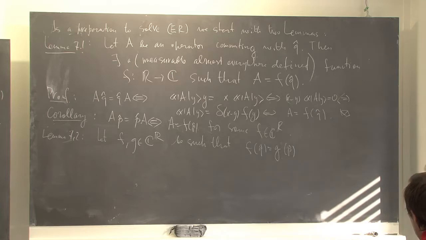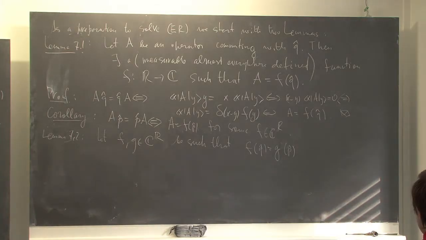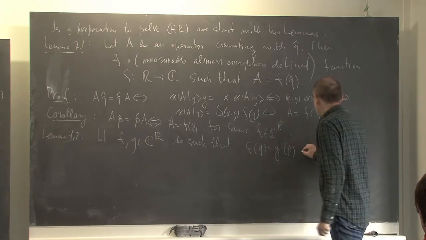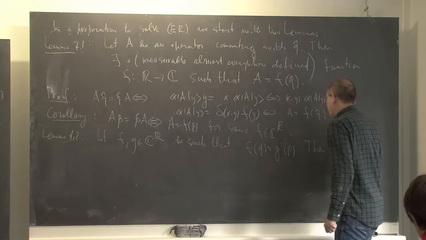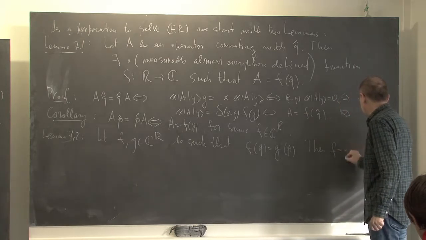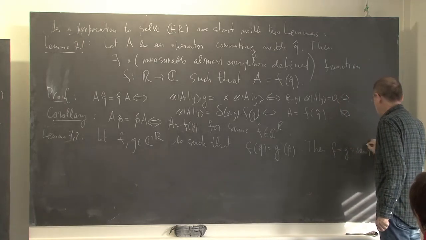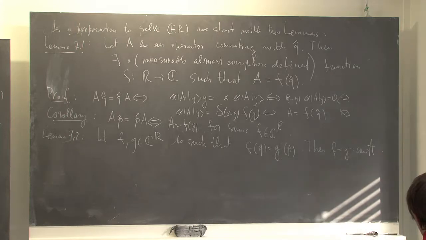I assume that we have two functions, one function with the argument operator Q, another one with argument operator P, and they are the same operators. Then f equals g equals constant. So this equality implies that these functions are just constant functions.